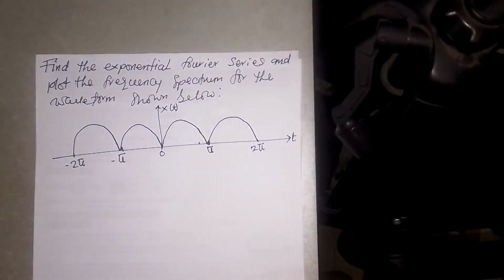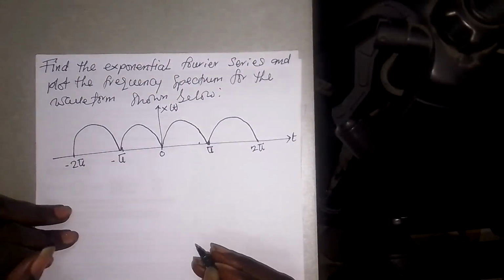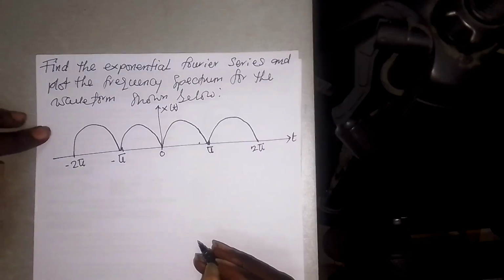This is Dr. Barnes. So let's take a look at this question. Here, we're supposed to find the exponential Fourier series and then draw the frequency spectrum for this waveform.